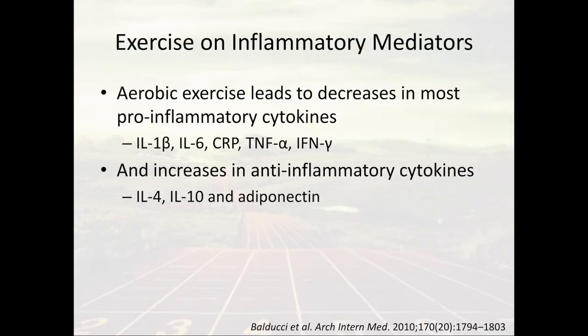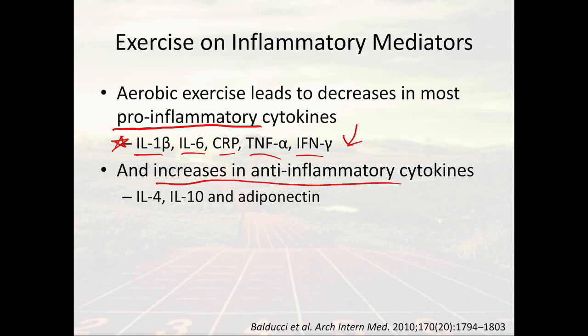Okay, what about exercise on inflammation? Okay, so we've got aerobic exercise. There's some evidence that aerobic exercise, a lot of evidence, will decrease most of what's called pro-inflammatory cytokines. These are all little chemicals that activate the immune system. Okay, so interleukin-1 beta, interleukin-6, C-reactive protein, tumor necrosis factor, interferon gamma, all these different ones are activators of the immune system. Exercise decreases these. Okay, and it also increases the anti-inflammatory ones. Interleukin-4, interleukin-10, and adiponectin. These are all increased with exercise.